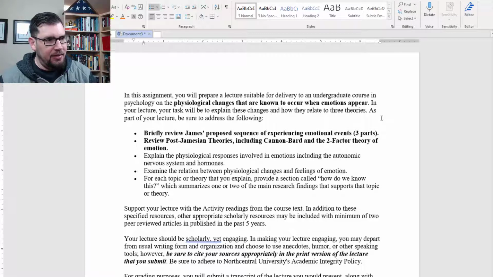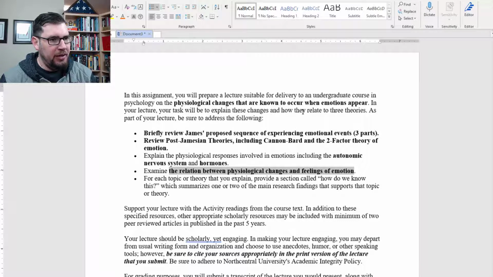As you're doing that, make sure that you're doing these things. Explain the physiological responses involved in emotions, including the autonomic nervous system. So at the very minimum, you need to make sure that you cover the autonomic nervous system and hormones. You want to also have a section where you examine the relation between physiological changes and feelings of emotion. I think that was pretty clear from up here.